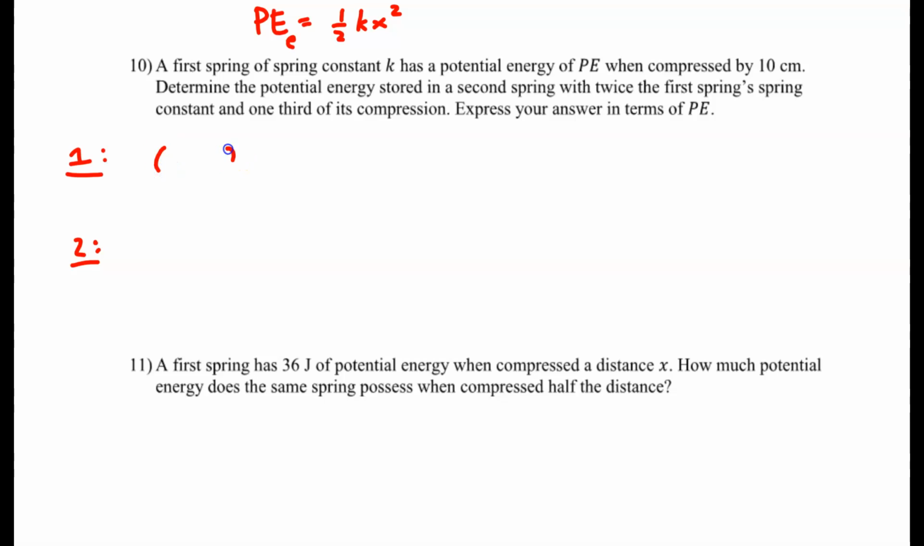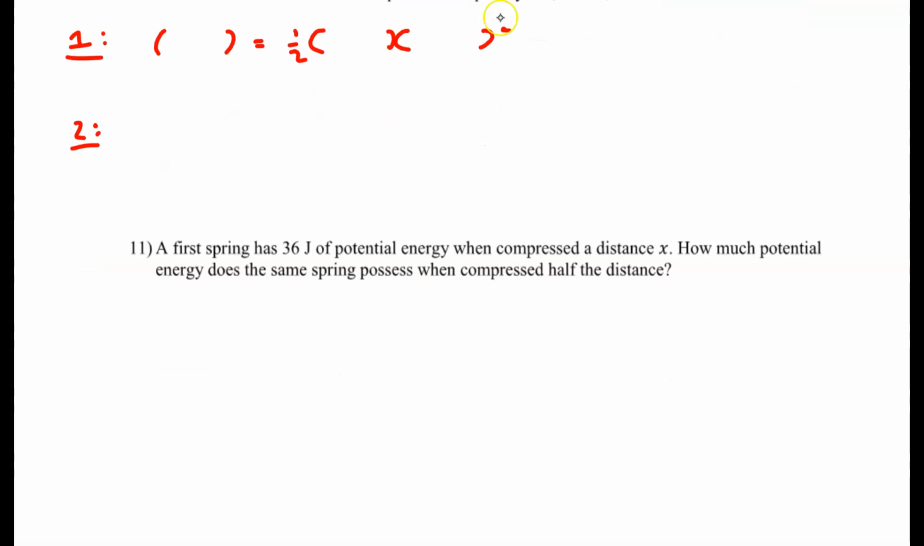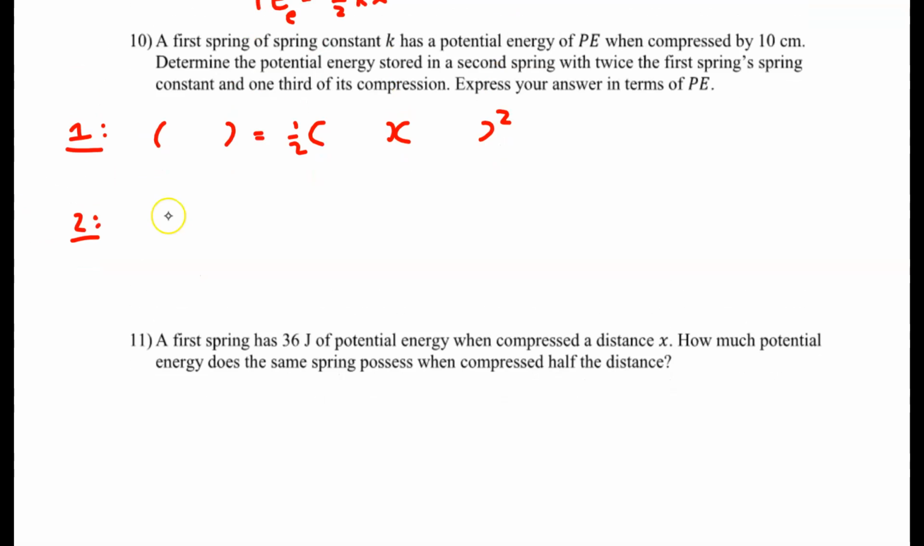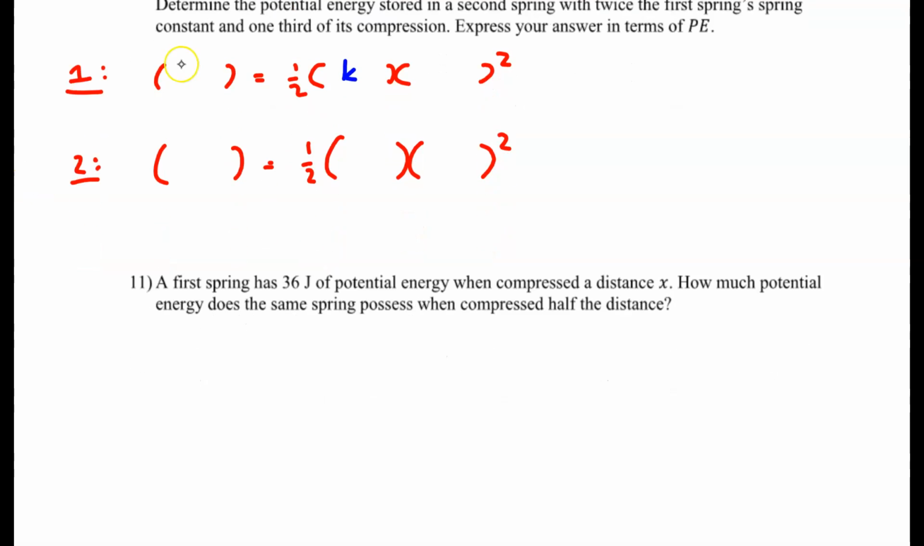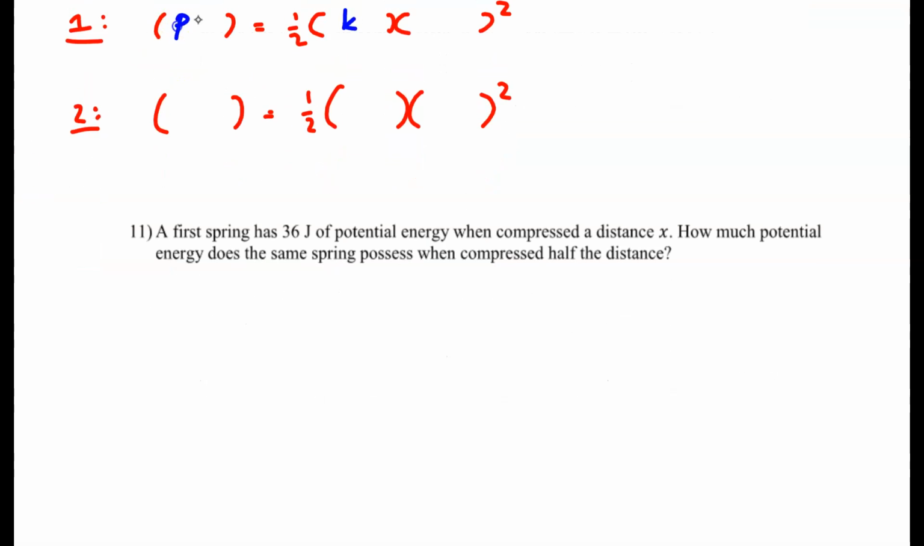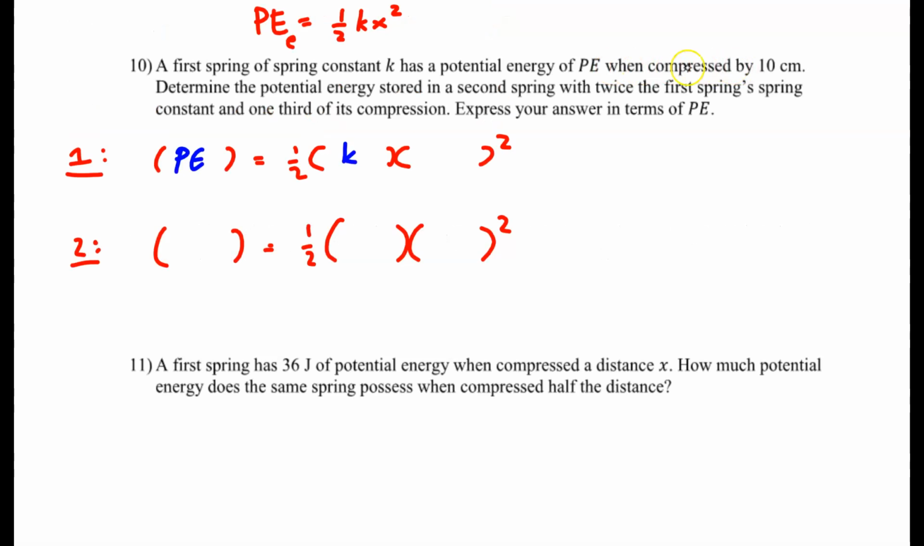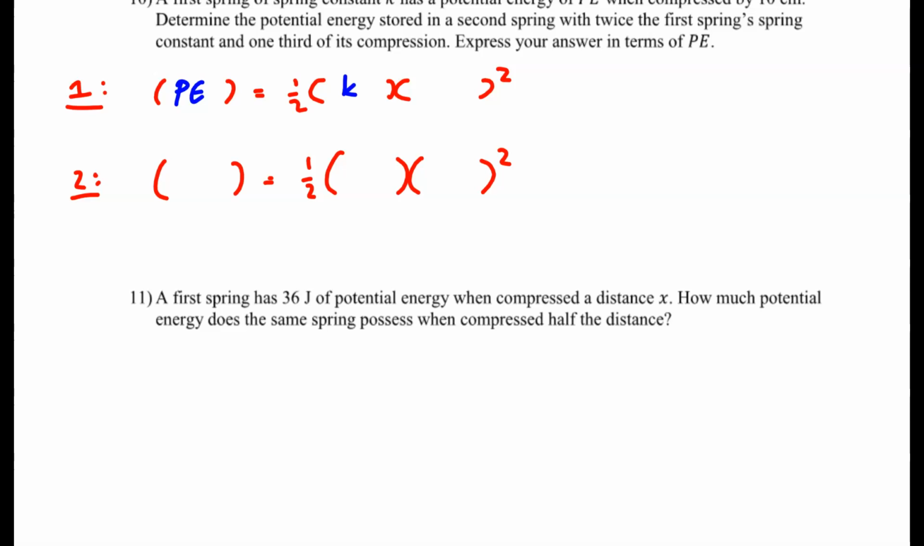All right, so the equation is potential energy equals 1/2 times the spring constant times the displacement squared. All right, what'd they tell us? The first spring has a constant K, a potential energy PE, and that's when it's compressed 10 centimeters. Should I convert that to meters? It doesn't hurt. Okay, 0.1 meters.